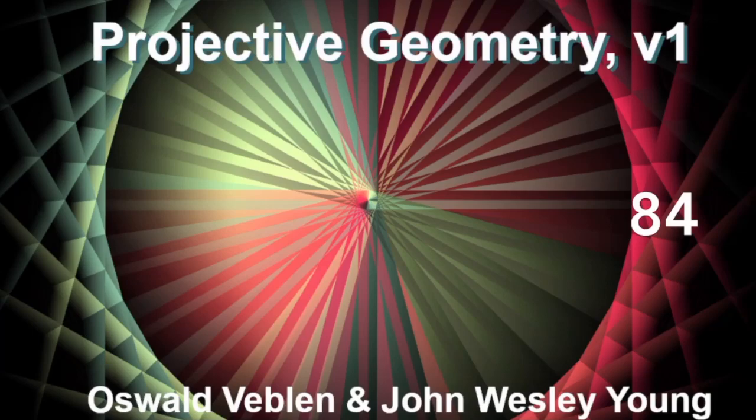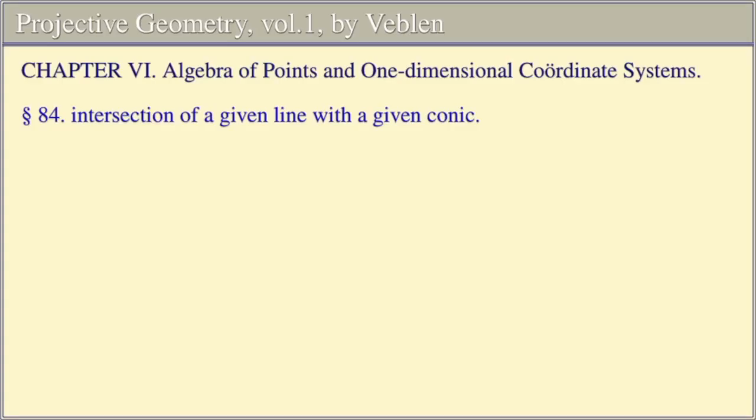Projective Geometry, Volume 1, by Oswald Veblen and John Wesley Young. Chapter 9, Geometric Constructions, Invariants. Section 84, the intersection of a given line with a given conic.